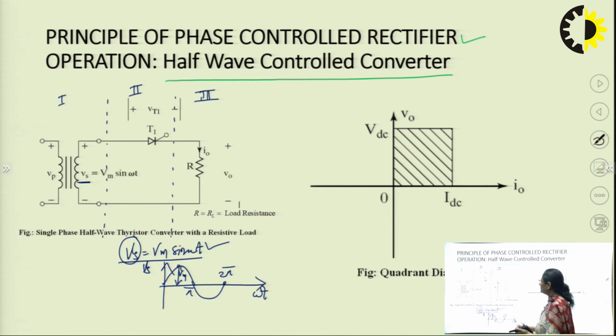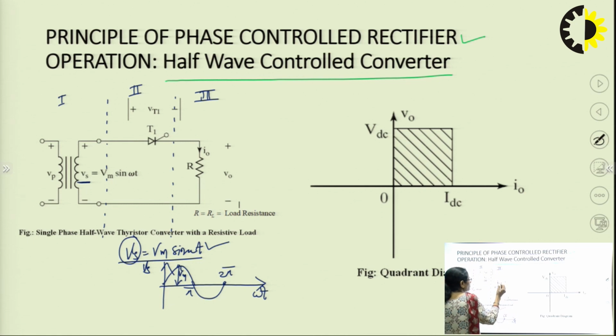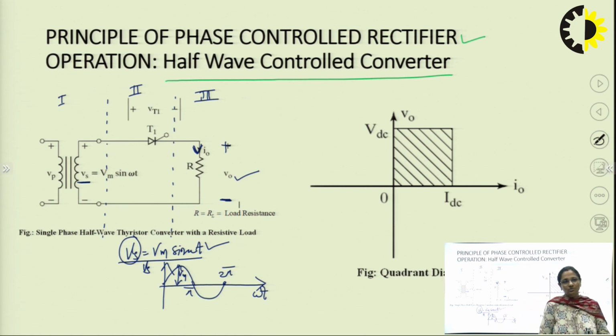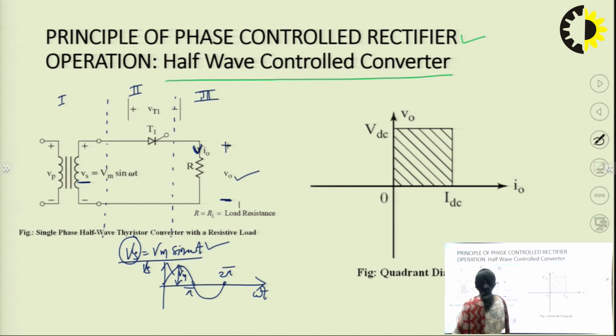Now, let us see the voltage across the load. Let this voltage be some voltage V0. This is going to be the positive polarity of the voltage, and this is going to be the positive direction of the current flowing in the load circuit. In between, as the converter, we have a single thyristor present over here. For the voltage drop across the thyristor, we know that this is the anode terminal of the thyristor, and this is the cathode terminal of the thyristor.